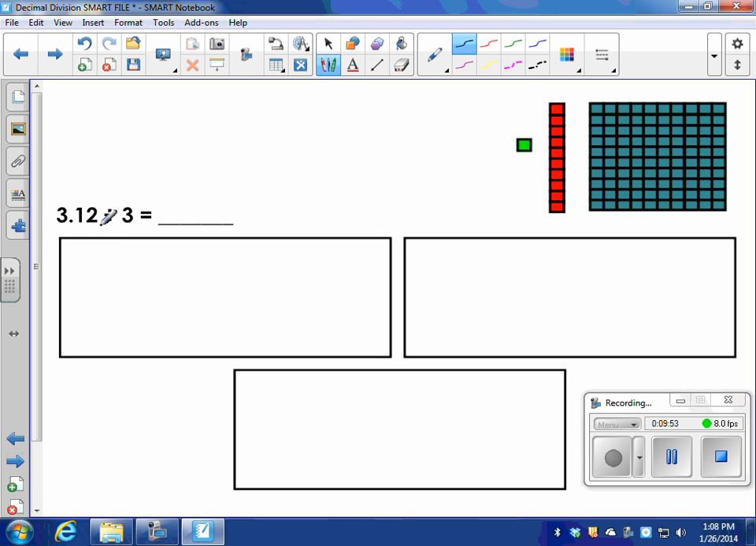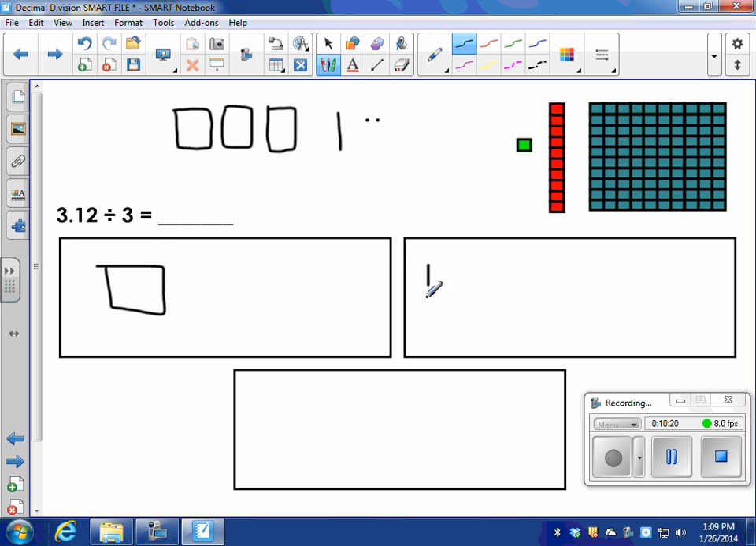So here I have 3 and 12 hundredths divided by 3. So if I were going to draw that out, I would draw 1, 2, 3 squares to represent my wholes, a long to represent my tenth, and 2 units to represent my hundredths. Now I'm looking to see what I can go ahead and partition out, and it looks like I can go ahead and do my 3 wholes.